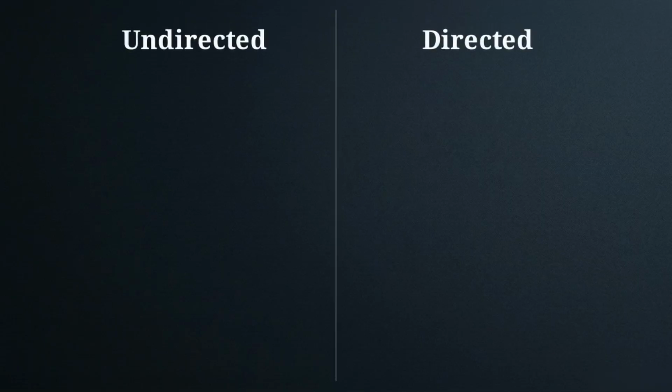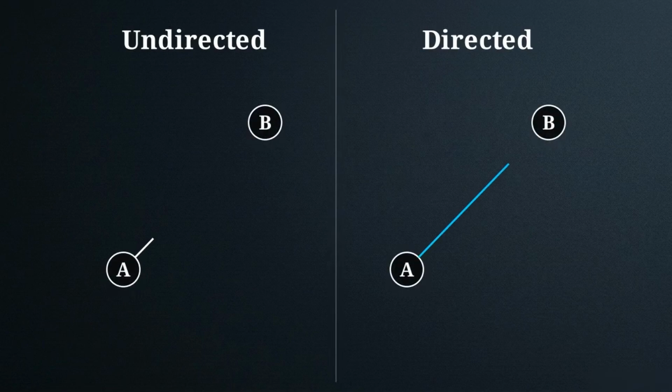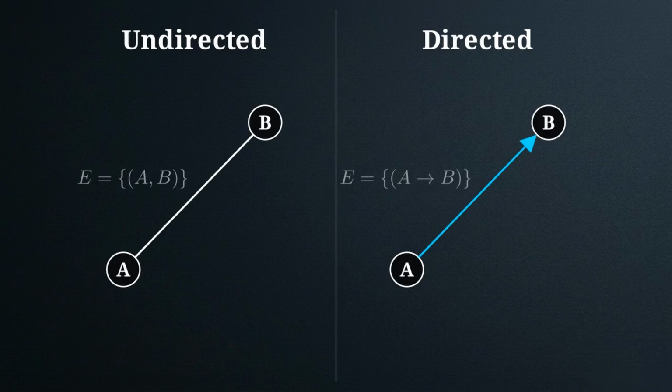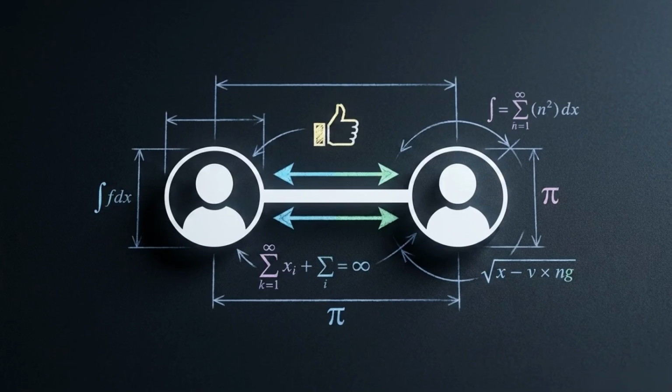The structural and mathematical rules of a graph change based on the directionality of its edges. On the left is an undirected graph. The relationships here are symmetric. If node A connects to node B, B is inherently connected back to A. This is how a Facebook friendship operates. The connection requires mutual agreement and flows both ways.